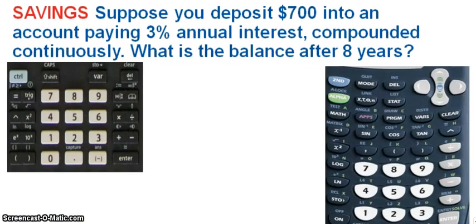So let's take a look at an example. Suppose you deposit $700 into an account that pays 3% annual interest. So we see in the next little section that we do have the words compounded continuously. The moment you see continuously, you know you're going to be using PERT. And then we want to know what the balance after 8 years is.